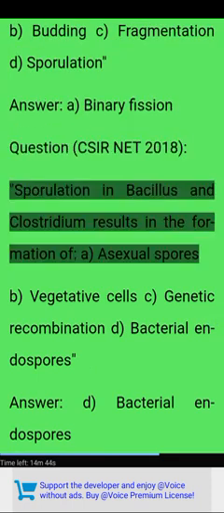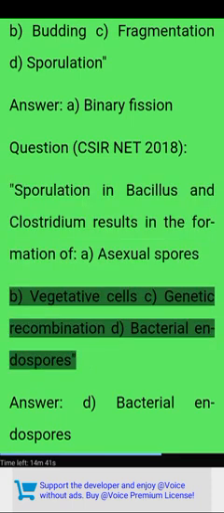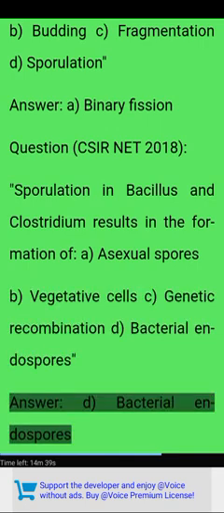Question. CSIR NET 2018. Sporulation in Bacillus and Clostridium results in the formation of A. Asexual spores. B. Vegetative cell. C. Genetic recombination. D. Bacterial endospores. Answer. D. Bacterial endospores.